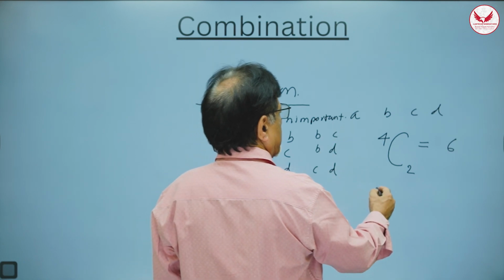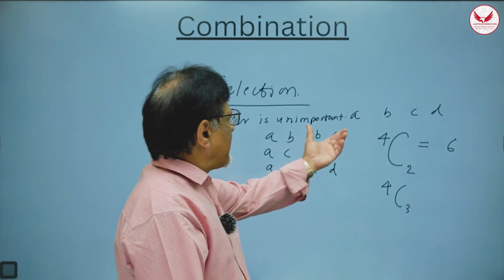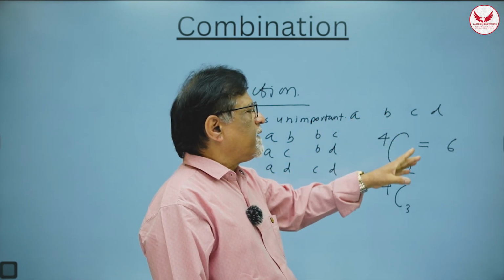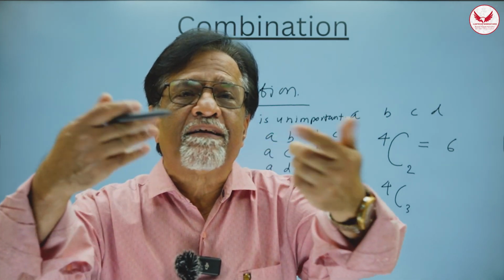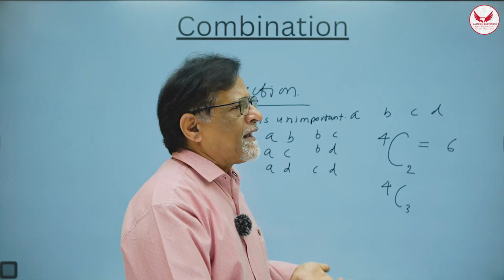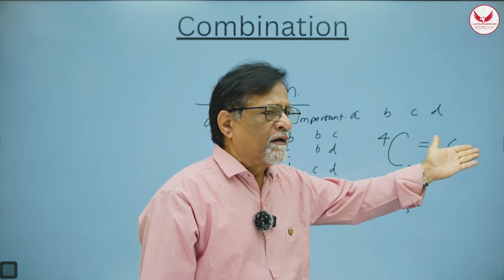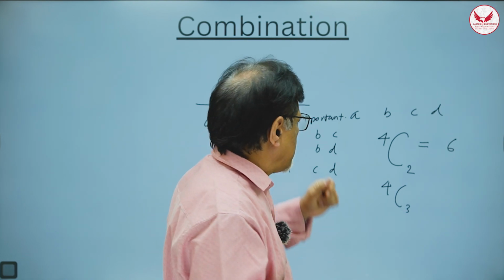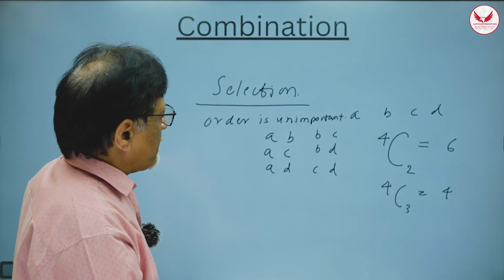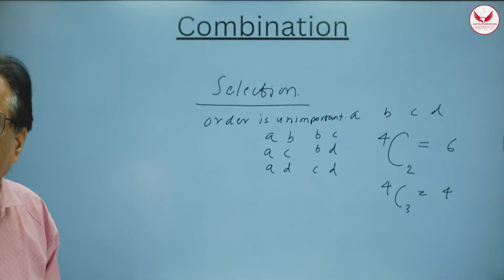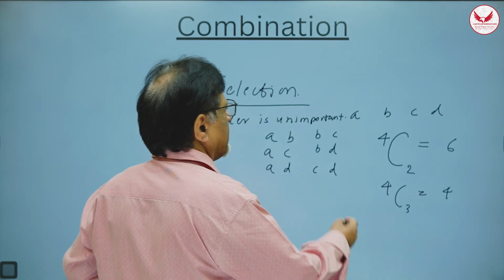Now, suppose I want to find out 4C3. What does that mean? When I select 3 objects out of 4, I am automatically rejecting 1. So if there are 4 candidates and I select 3, it means I am selecting 1 for rejection. How many people can I reject? Only 1, and there are 4 objects available, so there are 4 rejections available. So 4C3 has to be equal to 4, because selecting 3 people is the same as rejecting 1 person. Therefore, the total number of selections 4C3 is equal to 4.